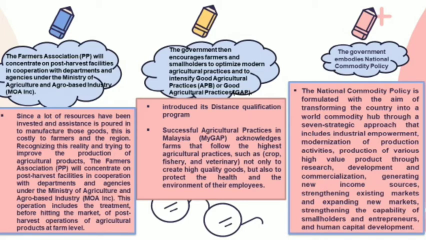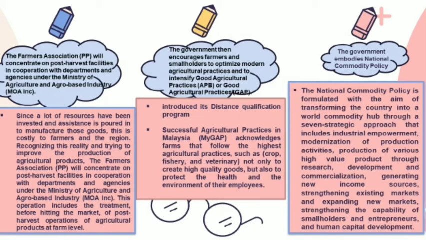Successful agricultural practice in Malaysia acknowledges farms that follow the highest agricultural practice, such as crop, fishery, and veterinary, not only to create high-quality goods, but also to protect the health and the environment of their employees. Last but not least, the government embodies national commodity policy.